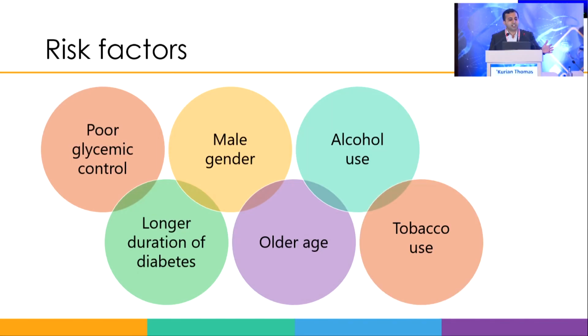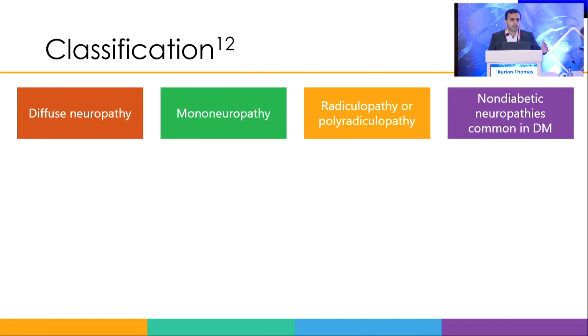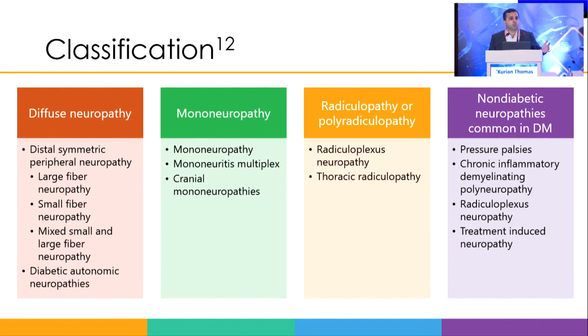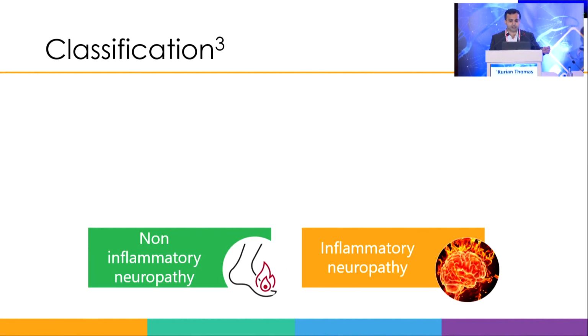So, what are the risk factors for developing neuropathy? The most important one is poor glycemic control. Longer duration of diabetes, older age, tobacco use, other things also contribute. There are many proposed classifications for diabetic neuropathy. Diffuse neuropathy, which will include your most common distal symmetrical peripheral neuropathy, mononeuropathies, radiculopathy, and of course, what you should watch out for, the non-diabetic neuropathies which are treatable or reversible in a patient with diabetes mellitus.